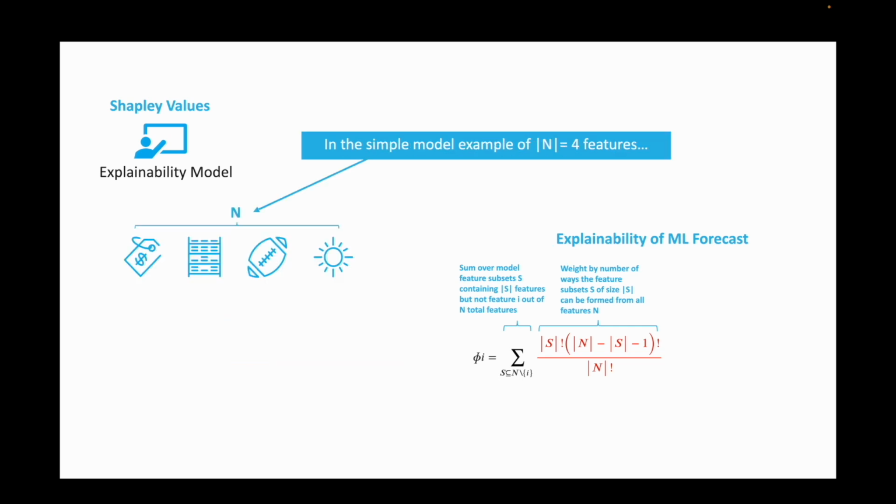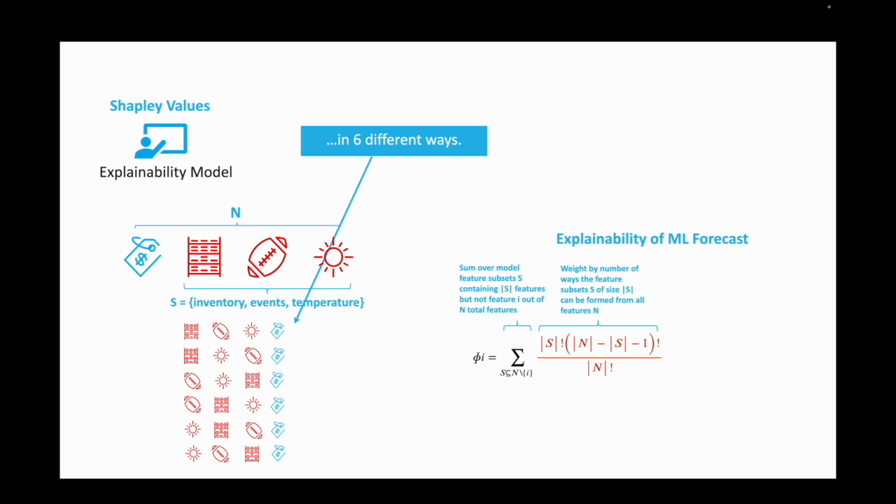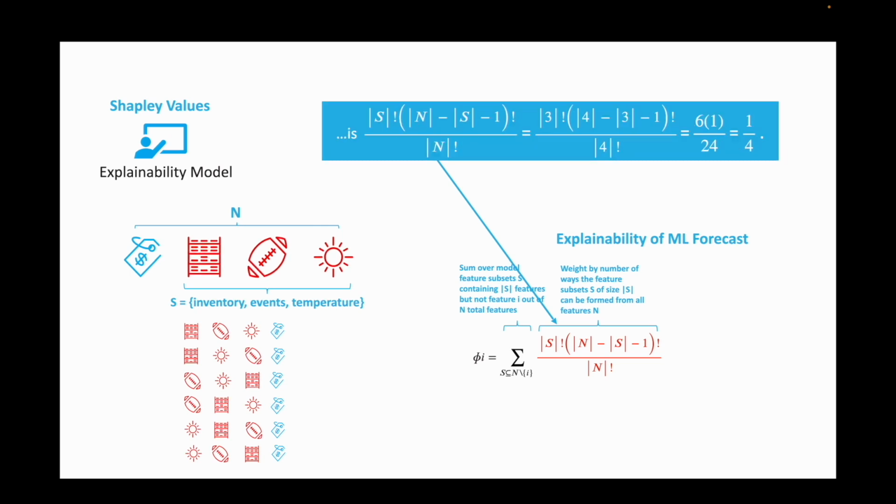In the simple model example of N equals 4 features, for example price, can be added to a subset of S consisting of inventory, events, and temperature in 6 different ways. Therefore, the weight of the price feature's contribution to the feature subset of S equals inventory, events, and temperature of size 3 out of the total of N equals 4 features is 1 divided by 4.